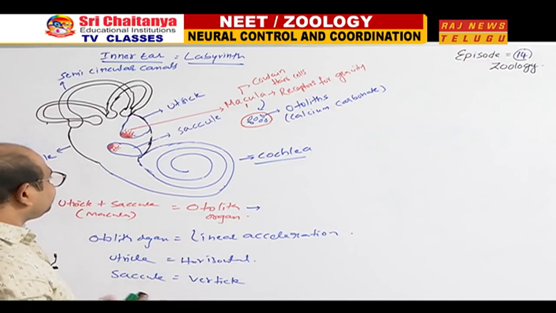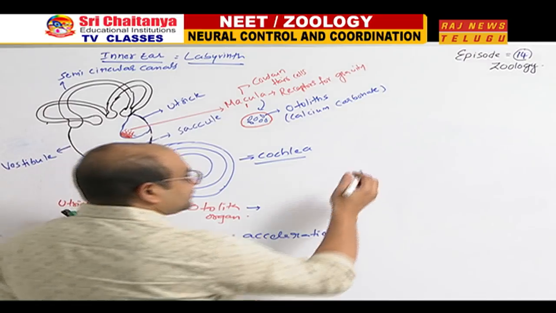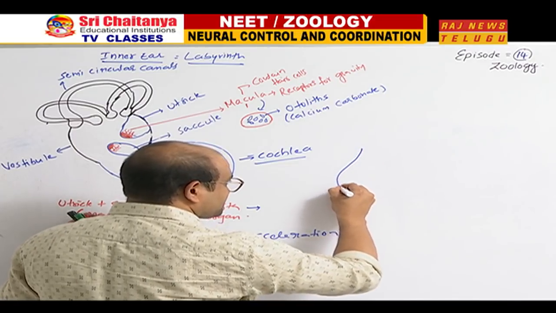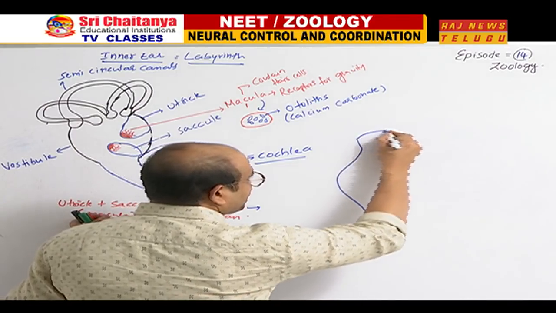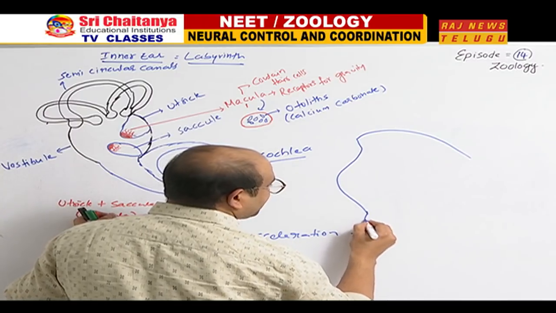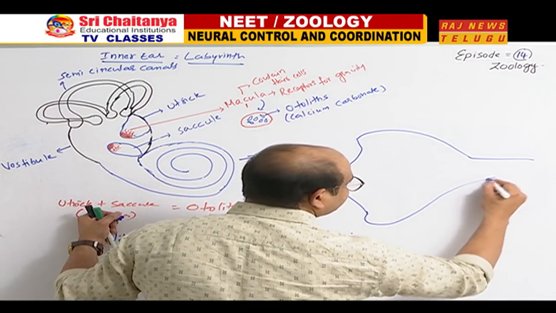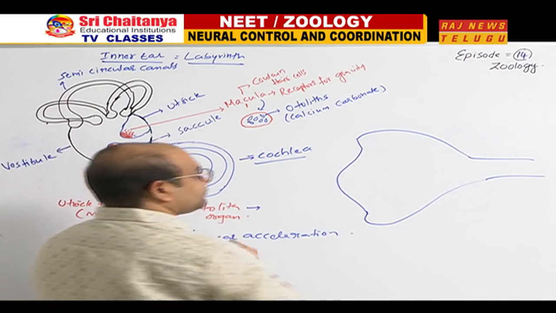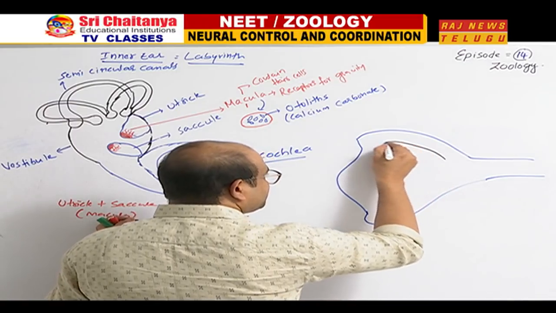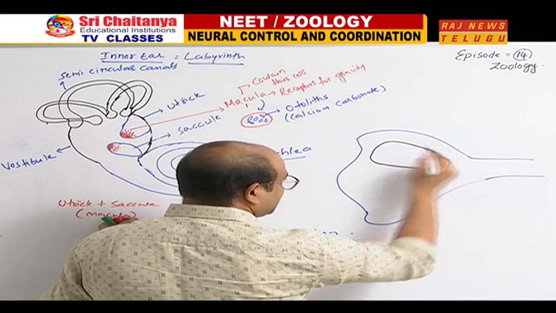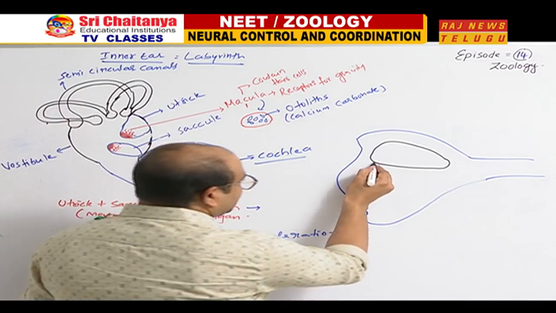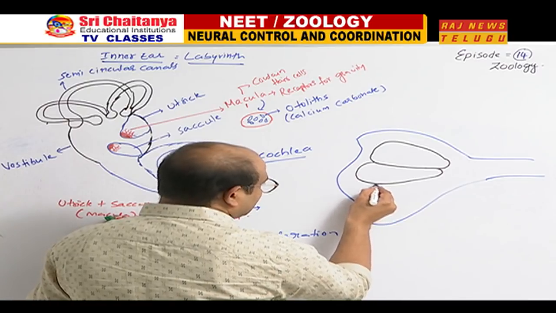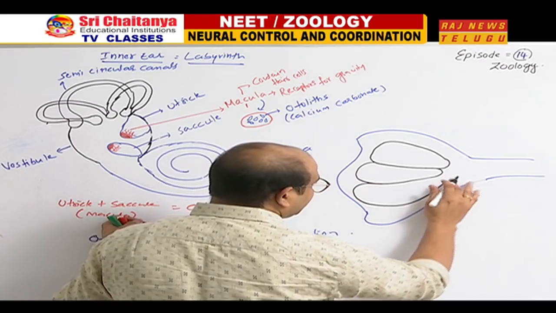Regarding the TS of cochlea, the cochlea consists of 3 tubes. This is tube 1, next this one is tube 2, and this is tube 3.